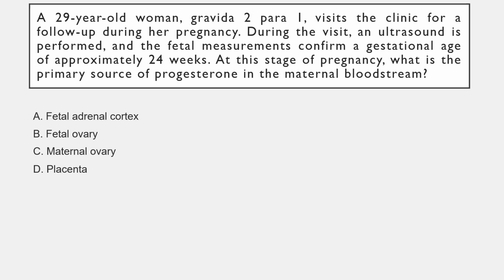Let's have a look at the third question. A 29-year-old woman, Gravida 2, Para 1, visits the clinic for a follow-up during her pregnancy. During the visit, an ultrasound is performed and the fetal measurements confirm a gestational age of approximately 24 weeks. At this stage of pregnancy, what is the primary source of progesterone in the maternal bloodstream?